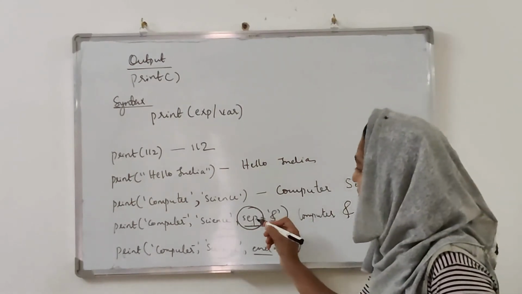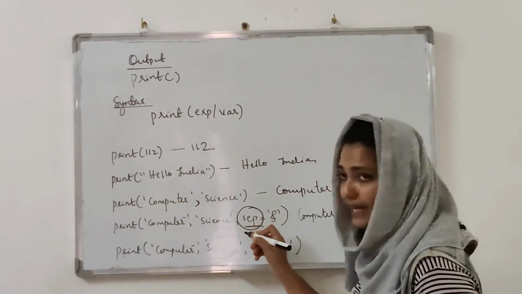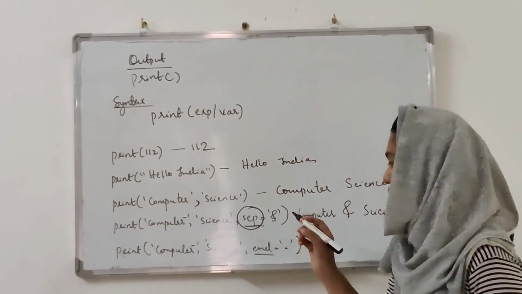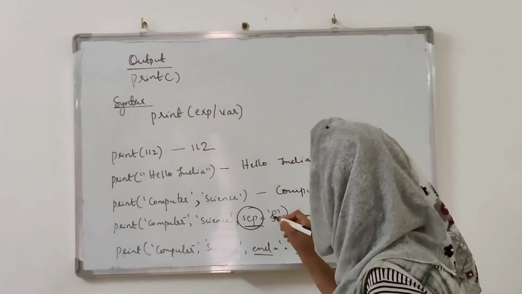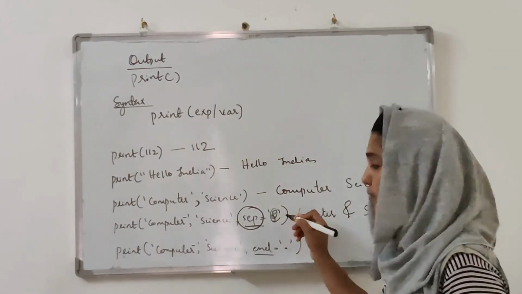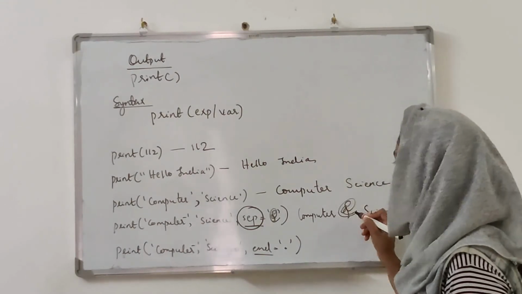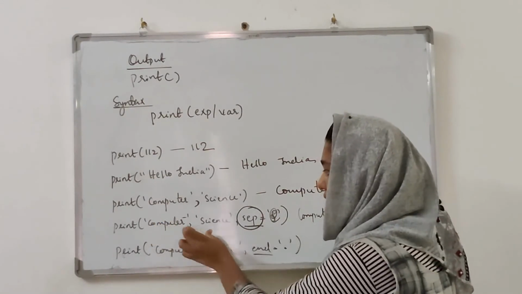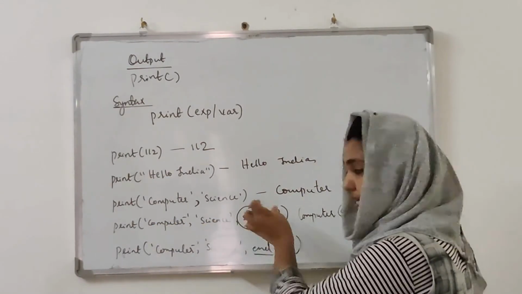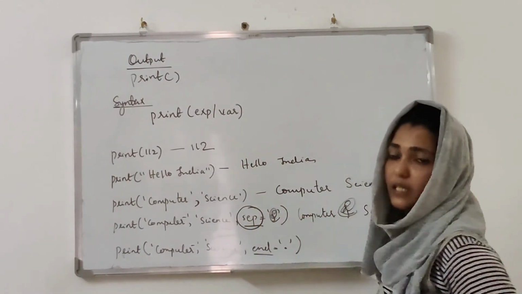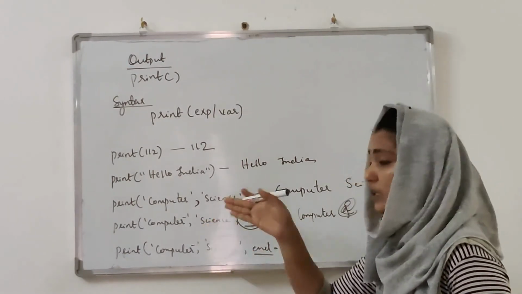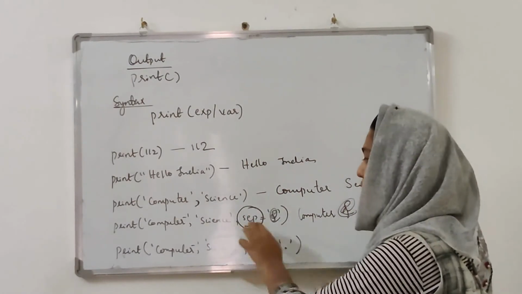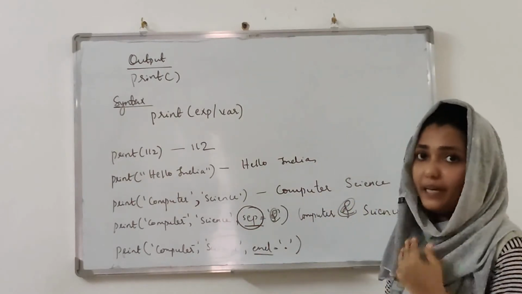So this sep is equal to must be written like this, and whatever symbol we want must be given inside single or double quotes. Suppose instead of ampersand I am using the symbol at, then what will be our output? Computer at science. Suppose here we have three words: computer, science, plus 1, sep is equal to at. Then what will be our output? Computer at science at plus 1. Between each of the words, the separation symbol will be added.